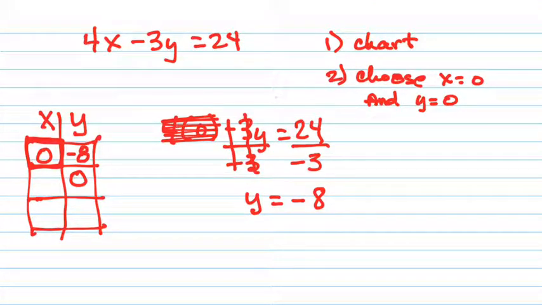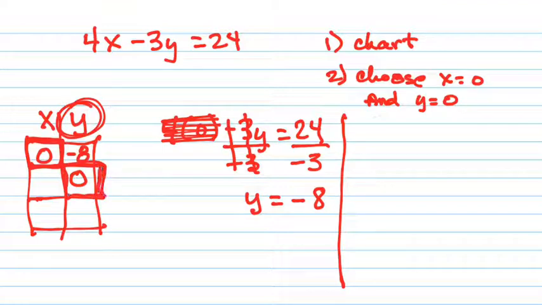Okay. Now I'm going to do the same exact thing. But this time it's not x equals 0, it's what? What letter does it say? Y'all are making this harder than it has to be, guys. Just read it. The next one is y equals 0. Okay? Now, so 4x minus 3 times 0 equals 24.